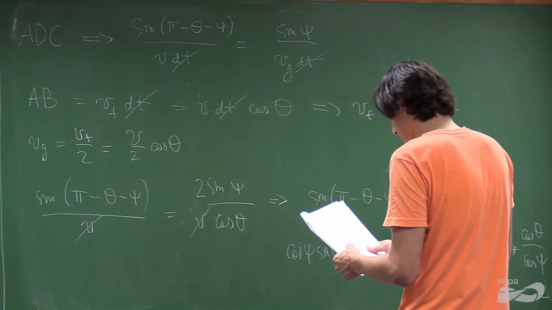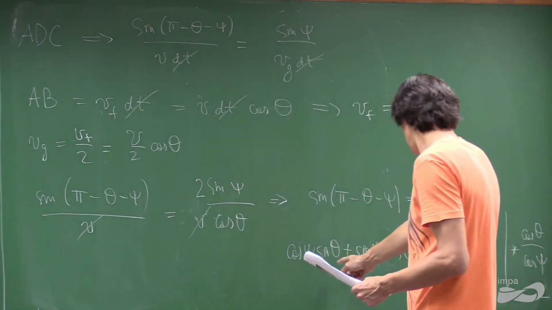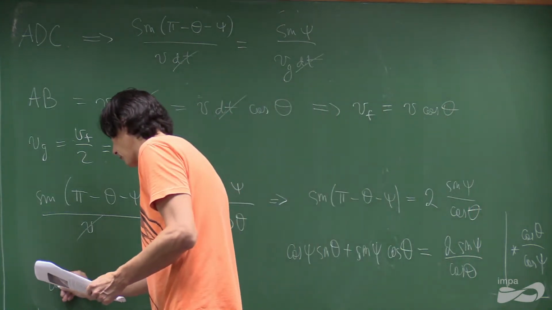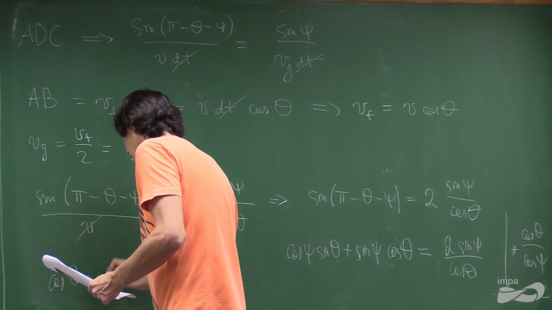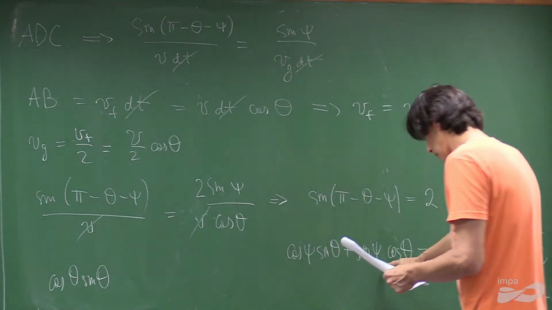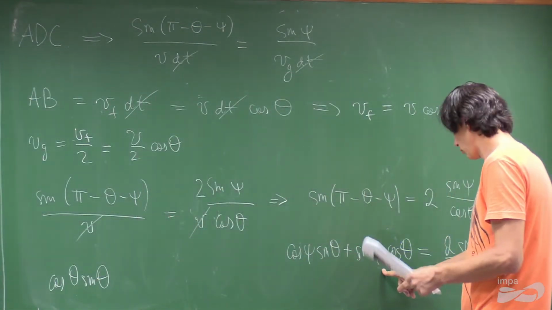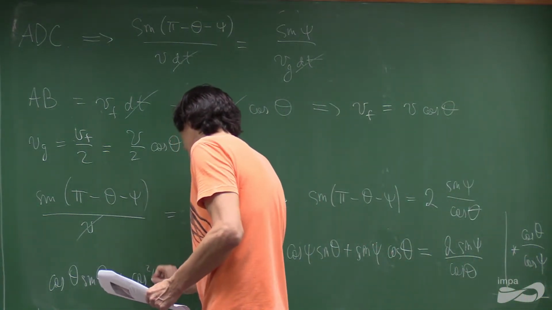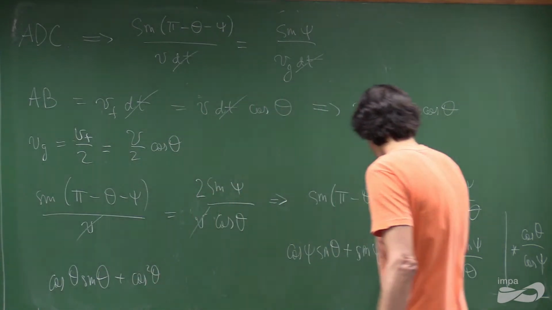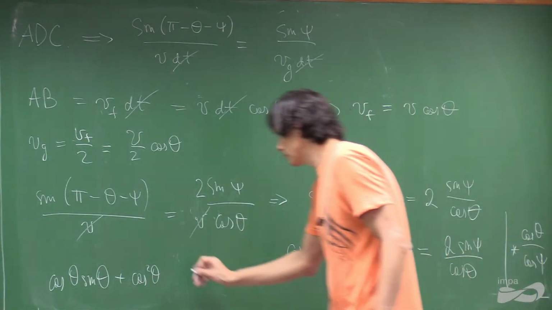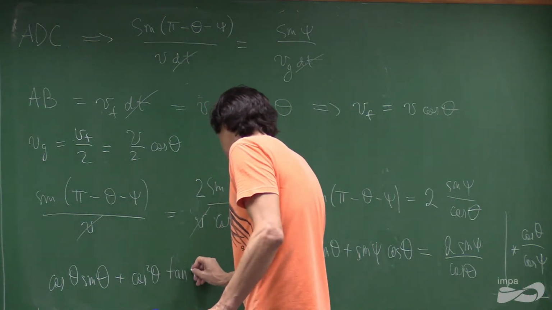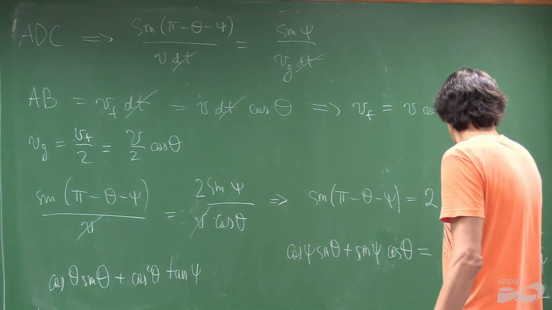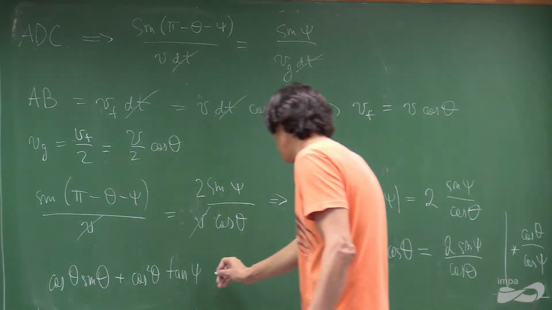And what you get is that here this cosine will cancel. There will be cosine theta sine theta in the first term. In the second term there will be cosine theta squared times sine divided by cosine, which is tangent. And then on the right hand side, this cancels, so it will be 2.